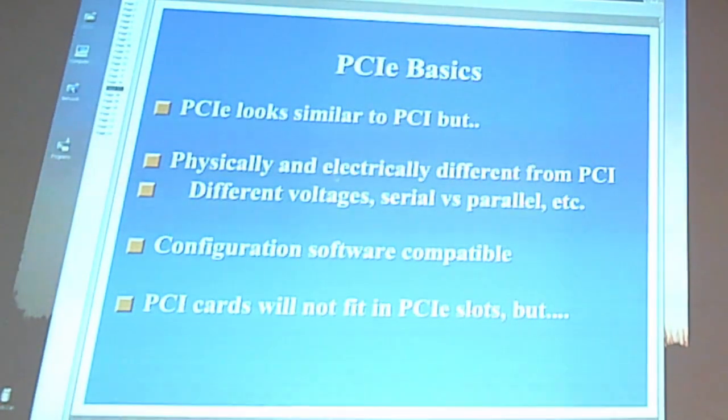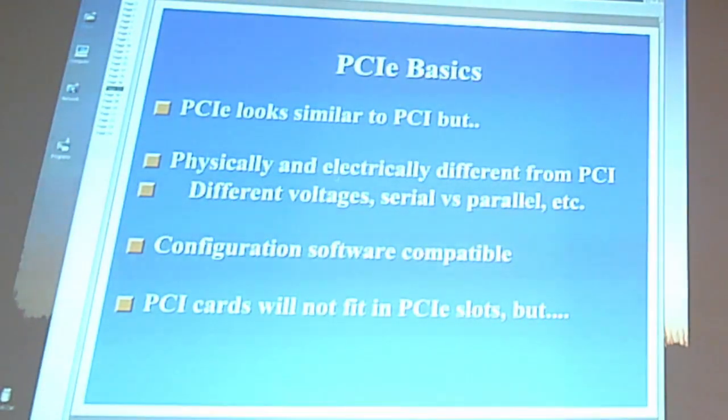PCIe is similar to PCI, especially in the name, but it's not the same thing. It's like the Mustang Mach-E is not the same thing as the Mustang Mach 1. One is a two-door muscle car from the 60s and 70s and later. The other is a four-door electric battery SUV. So the name looks familiar, but they're not really the same. They are physically and electrically different from each other.